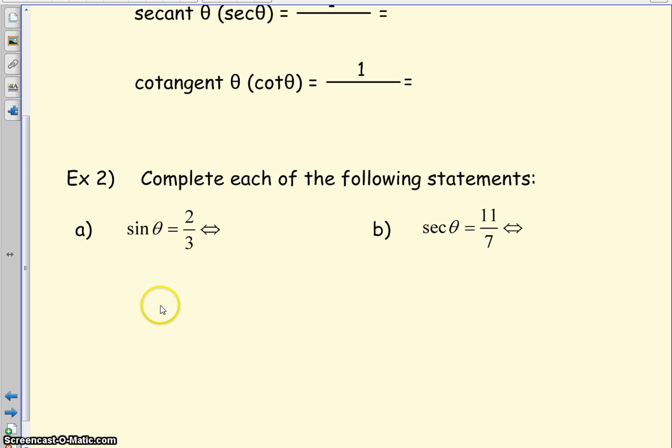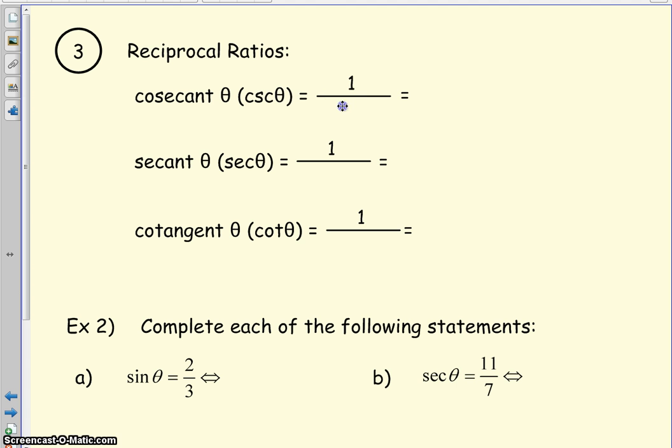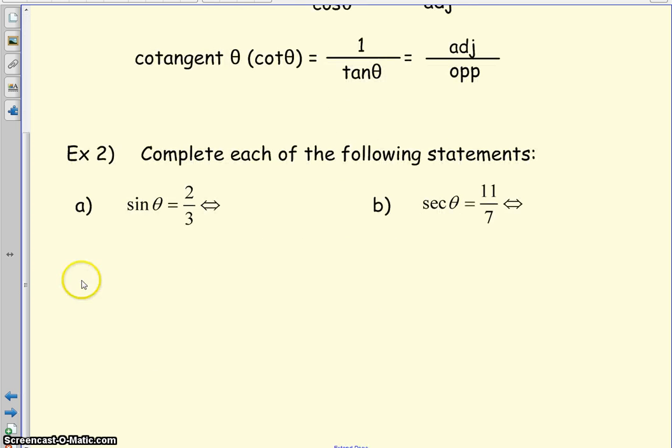Well, again, the reciprocal ratio to sine theta is going to be cosecant theta. So if sine theta is equal to 2 over 3, that means cosecant theta is equal to 3 over 2. Again, just taking the reciprocal of that ratio. One thing I want to note here, remember it's the ratio that you take the reciprocal of, not the angle. The angle is still the same inside the triangle, just the ratio is going to be flipped.